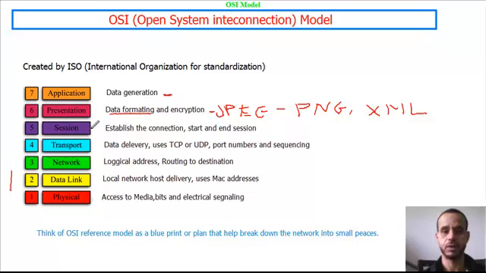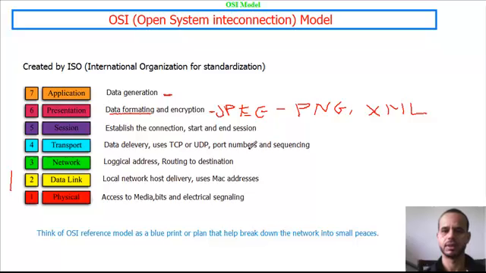The 5th layer of the OSI model is the session layer. The session layer defines how to establish the connection, and start and end the sessions. Okay, and layer 4 is the transport layer, which defines the data delivery, how data is delivered from one end to the other end, and also defines either using TCP, which is a reliable, connection-oriented protocol, or a UDP protocol, which is a connectionless protocol.